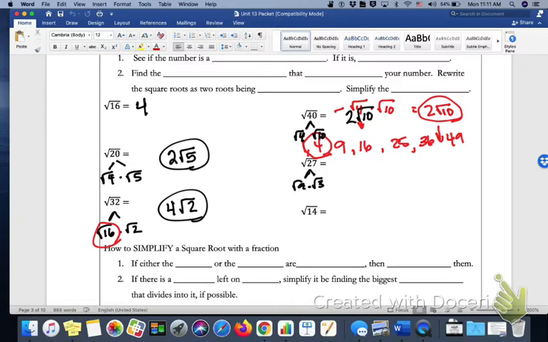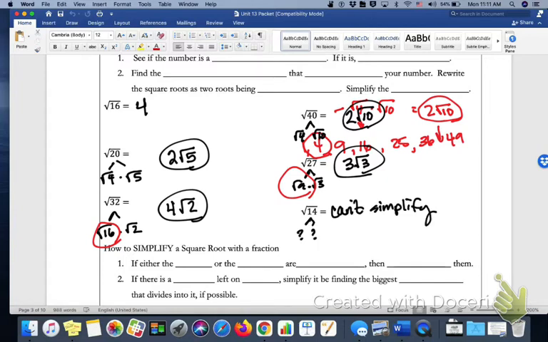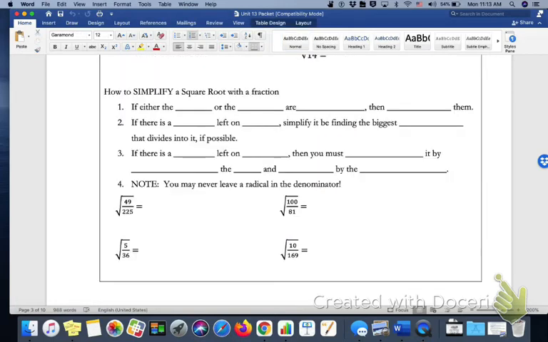So let's look at 27. That would be the square root of 9 times the square root of 3. And if we simplify the square root of 9, that's going to be 3 square root of 3. And 14, I'm looking, 9 can't go into 14, 4 can't go into 14, and 1 can, but it's not going to help us with simplifying that. So if you can't simplify it, you're just going to put can't simplify and leave it as the square root of 14.